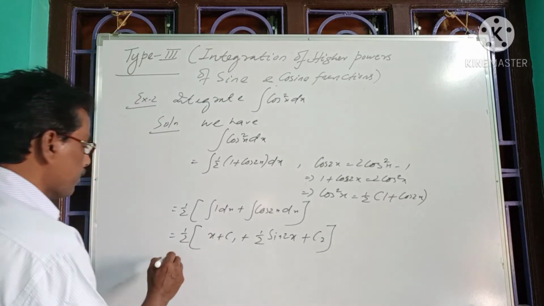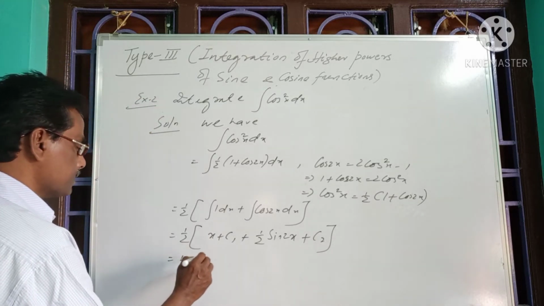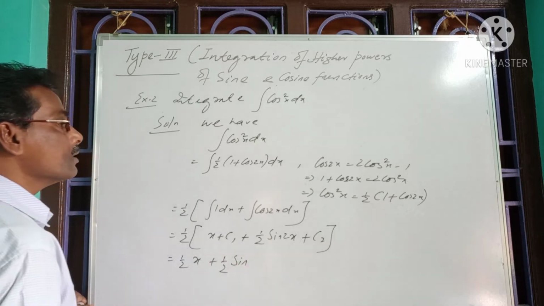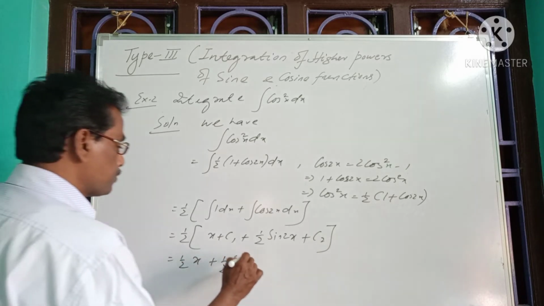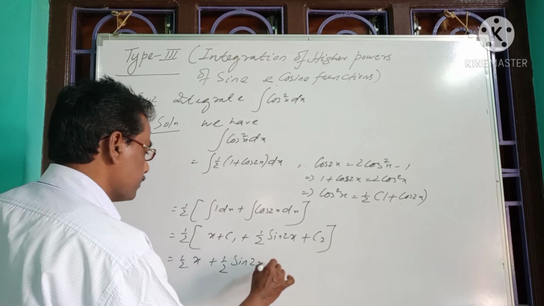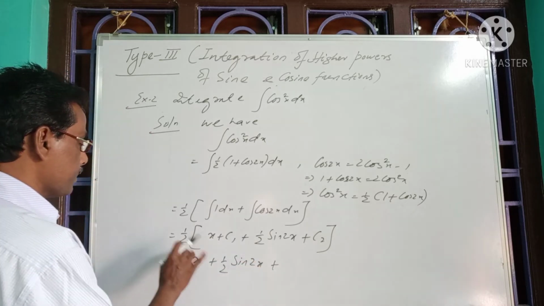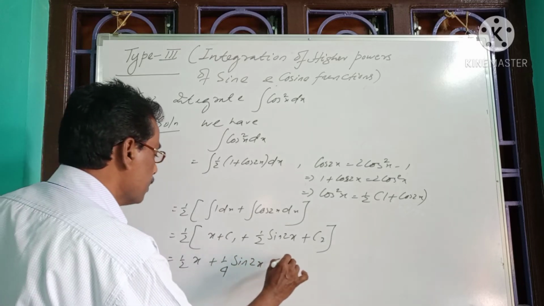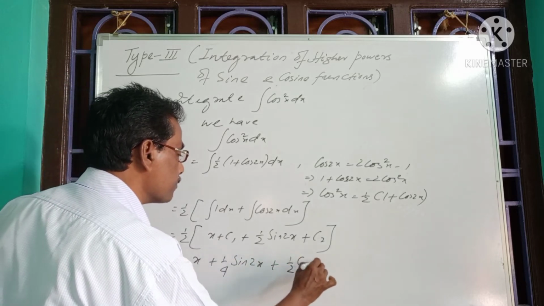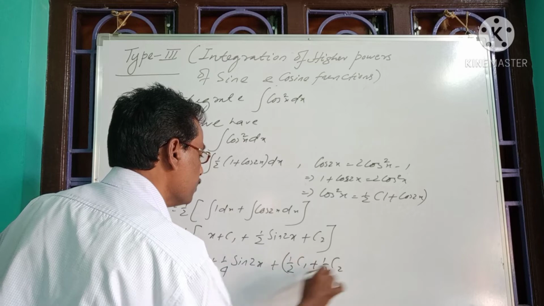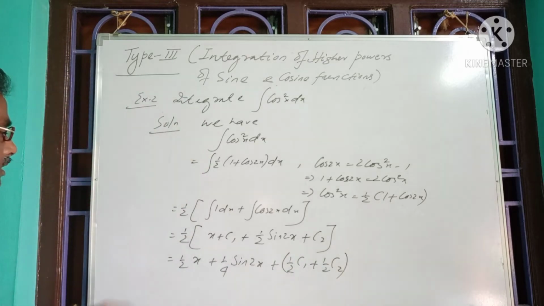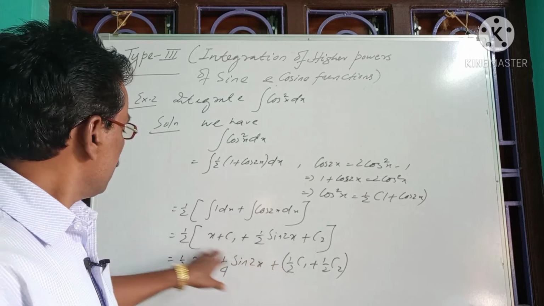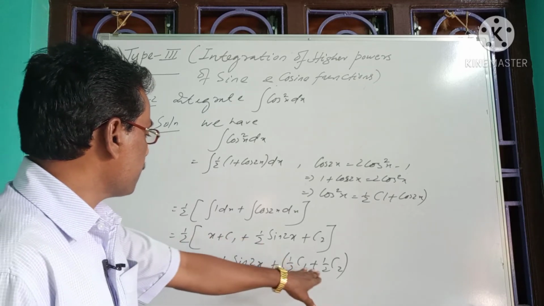So simplifying, we have half into x plus 1 by 2 into sine of 2x, plus, now it will be half into x plus 1 by 4 into sine 2x plus 1 by 2 into c1 plus 1 by 2 into c2. So collecting the functions and constants, we have half into x plus 1 by 4 into sine 2x plus half into c1 plus half into c2.